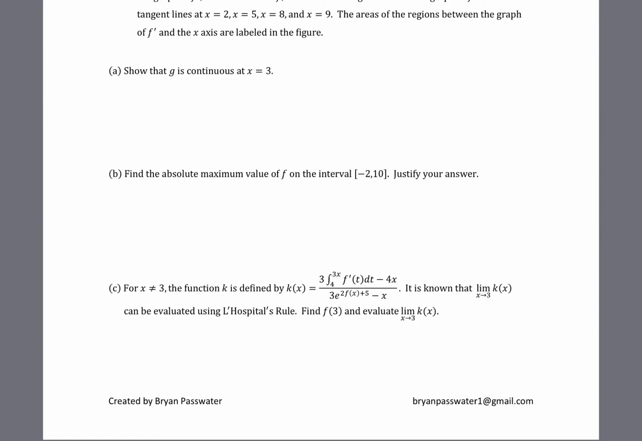Because this says this limit can be evaluated using L'Hopital, what that tells me is that when you plug the 3 in to the top, as x approaches 3 of this thing, it has to go to 0, and when you plug 3 in the bottom function also goes to 0. So that means we can use L'Hopital's rule to find that, and we need to know that in order to get f of 3. So from that, I know that the denominator has to equal 0.